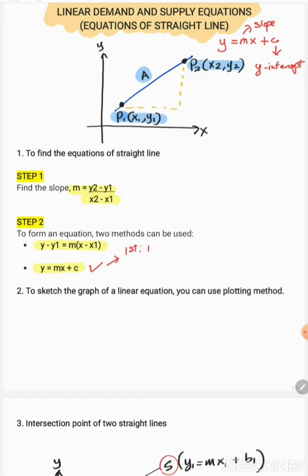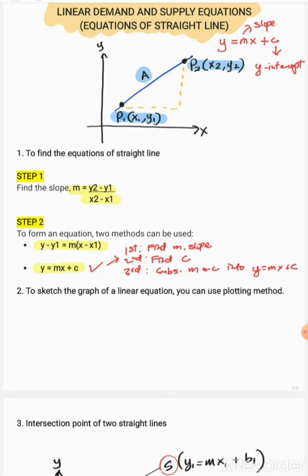To form an equation using this method, the first step is to find m, which means the slope. Second, you have to find c, the y-intercept. Once you get these two values, just substitute m and c into y equals mx plus c, and then you will get the equation for the straight line. This is how to form an equation.